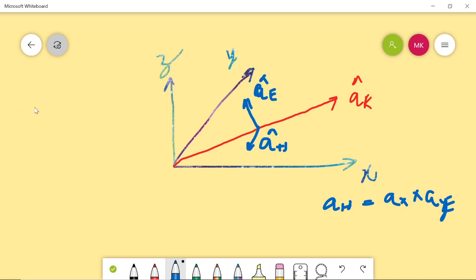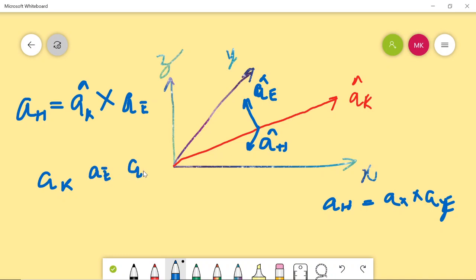So how to find a_H? The a_H direction in general can be computed using the cross product of the direction of propagation with the direction of the electric field, so a_k cross a_E gives you a_H. When you take the cross product between these two, you will get this result. Plus, if you take a_E cross a_H, then this will give you a_k. So the direction of propagation you can find just by using a_E cross a_H.